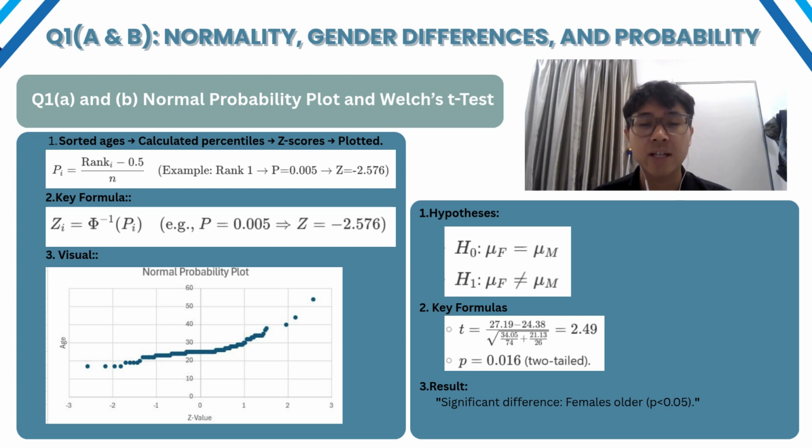Because variances were unequal, which is 34.1 for females and 21.1 for males, we used Welch's test. The result was clear. The female average is 27.2 years and the male 24.4, with a statistically significant gap, with a p-value of 0.016. So what does this mean? Passenger age is normally distributed, but gender matters.